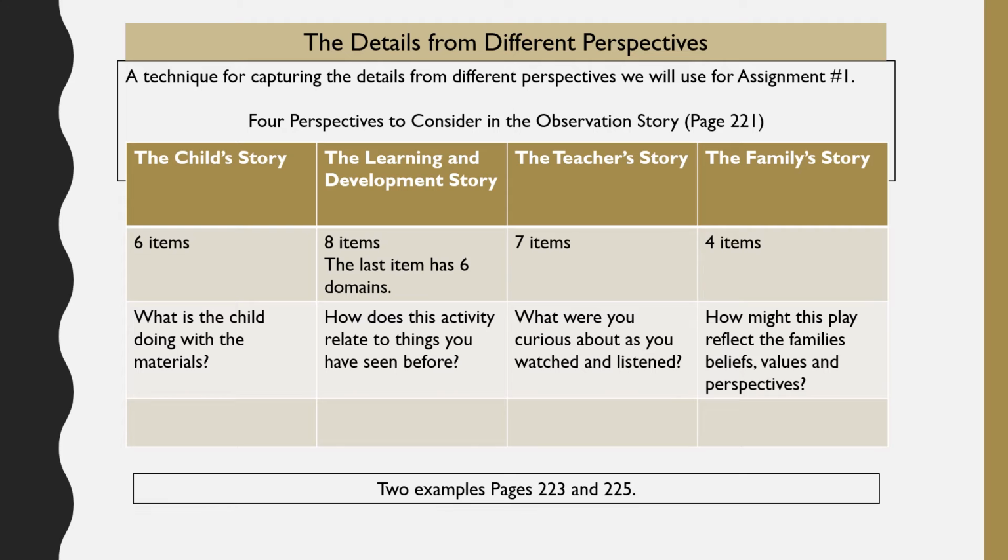The third column is the teacher's story, and there are 7 items here. The first one is, what were you curious about as you watched and listened? And the last column is the family's story, and there are 4 items there. How might this play reflect the family's beliefs, values, and perspectives?